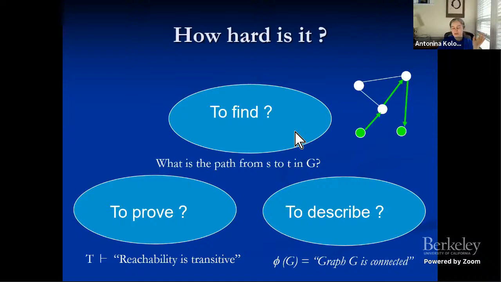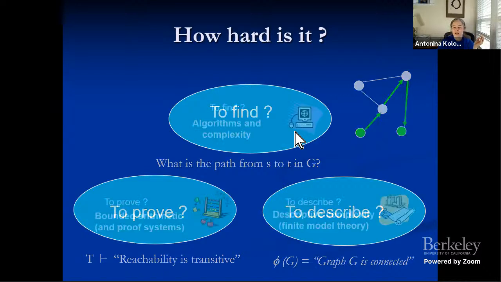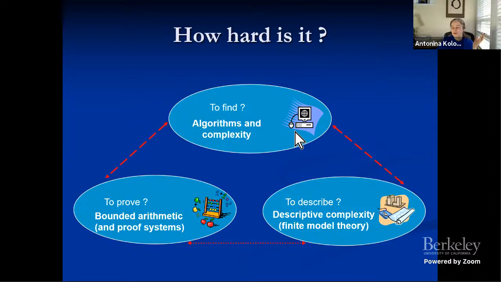So basically, we have kind of three realms in which you talk about problems. One of them is the search problems. For example, how hard it is to find a path in a graph. Another one, the one that you've just heard a lot about, is expressive power. What does it take to say that the graph is connected? But the third side, the one that shows up more in proof systems, what does it take to prove properties? For example, that reachability is transitive.